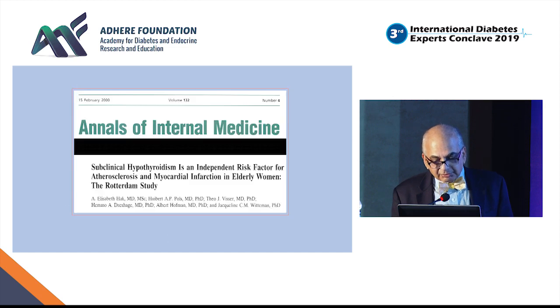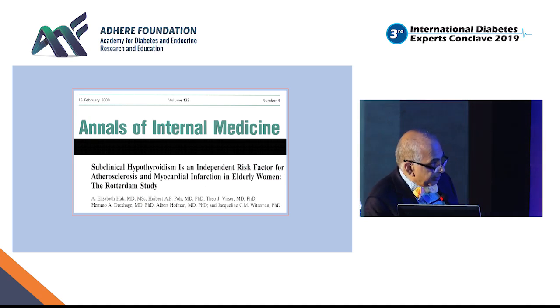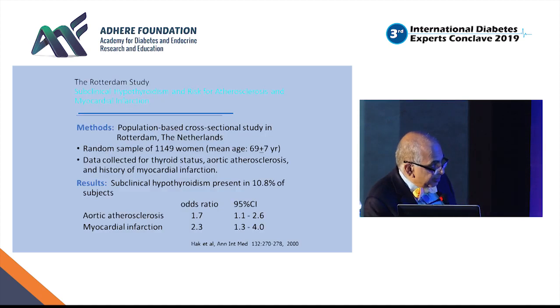There are a few good large studies. There's the Rotterdam study published in 2000, which showed that subclinical hypothyroidism was an independent risk factor for atherosclerosis and myocardial infarction. But here are the odds ratios. It's actually not that high. This is an association, and the confidence intervals are only a little bit above 1. So I wouldn't say that subclinical hypothyroidism causes this problem.